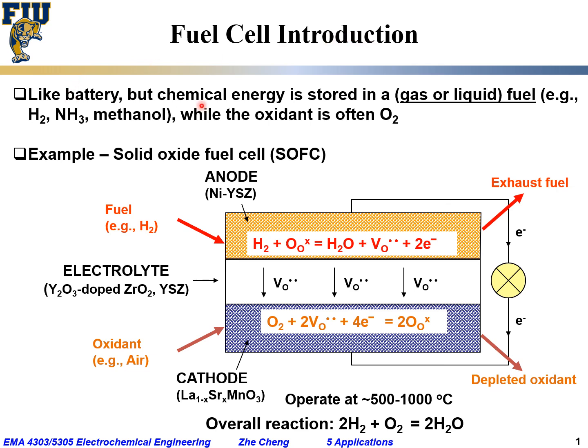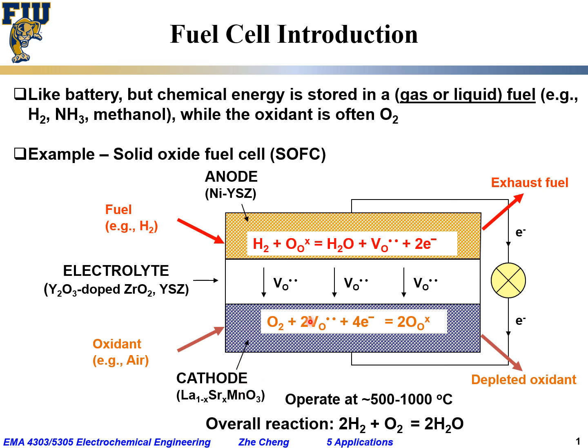It's like a battery: it converts chemical energy in gas or liquid fuel into electricity. The oxidant is in most cases oxygen gas. There is an electrolyte that separates the anode and the cathode. At the anode, the oxidation half cell reaction happens. At the cathode, the reduction half cell reaction happens. This is the same for all fuel cells, except that different fuel cells may have different electrolyte material, different anode material, or even different cathode material.